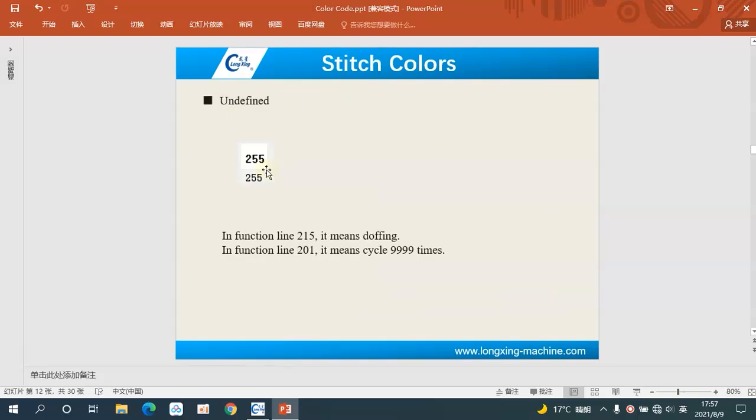Undefined color 255. This color has two functions. In function line 215, it means dolphin. In function line 201, it means circle 9,999 times.